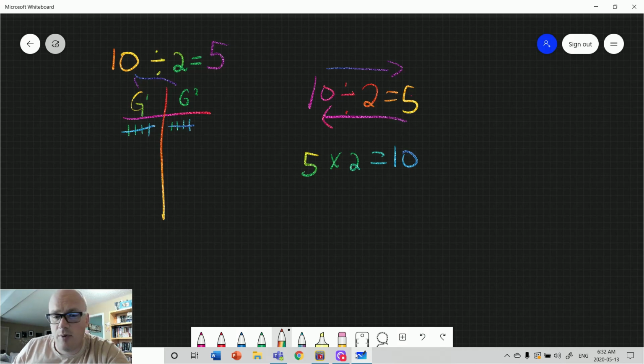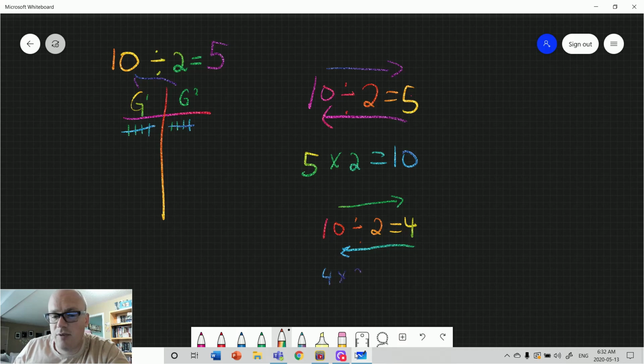So, for example, what if I said 10 divided by 2 equals 4? I know that it doesn't equal 4. I'm intentionally doing this wrong. 10 divided by 2 equals 4. Well, I can check to see if I'm correct. If I want to check, all I need to do is the opposite of division, which is multiplication. And I do it in the reverse order. So we got it going from left to right here. Now I've got to do it from right to left.